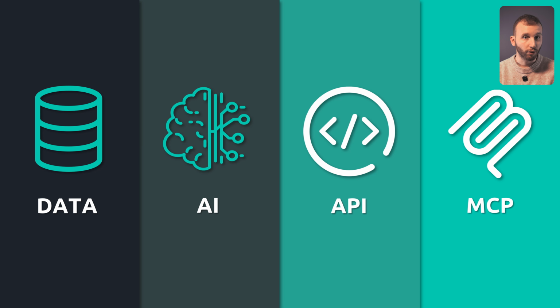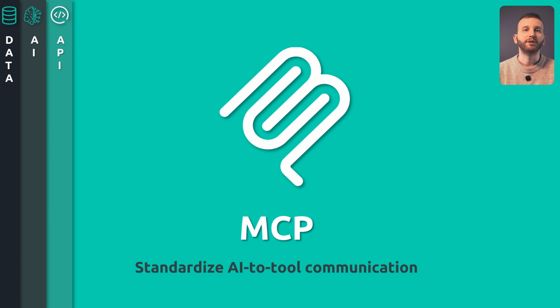We've covered data, AI, and APIs. Each one is a pillar of intelligent systems. But there has been a gap. APIs connect systems, but they weren't designed for the way AI agents work. Today, we close that gap with the fourth and final pillar, MCP, the Model Context Protocol. We'll cover what it is and how it works, and the architecture you need to understand before we start building.